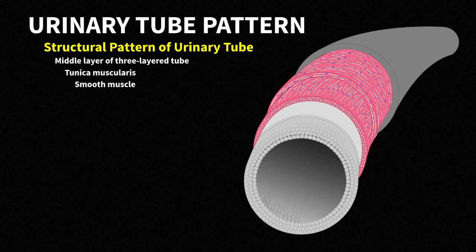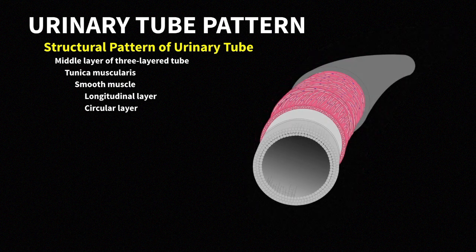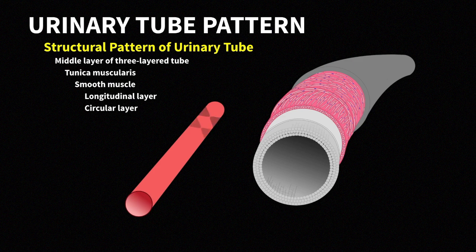The muscle fibers are arranged in 2 layers: an inner layer with longitudinally oriented fibers, and an outer layer with circularly oriented fibers. The fibers work in concert to produce peristalsis, the coordinated contractions that narrow and shorten the tubes to move the urine out of the body. Let's observe this process on the diagrammatic representation of a urinary tube.